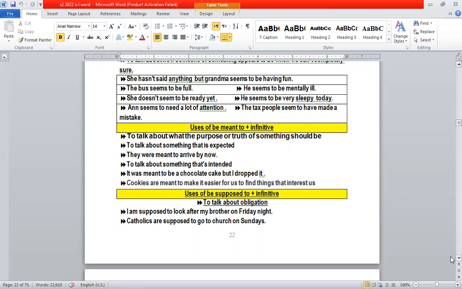This is another usage. For example, they were meant to arrive by now. It's like we say they were supposed to arrive. To talk about something that's intended: it was meant to be a chocolate cake, but I dropped it. So you intended to make a chocolate cake, but the fact that you dropped it means you ruined it completely, and it's now nothing. It was meant to be a chocolate cake. Cookies are meant to make it easier for us to find things that interest us.